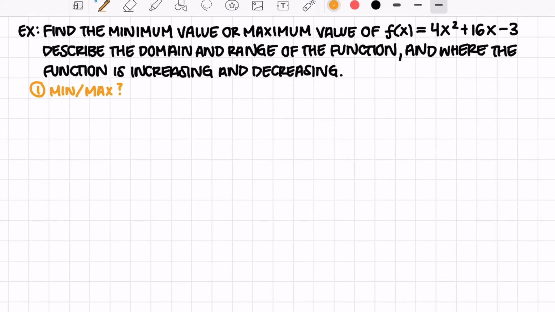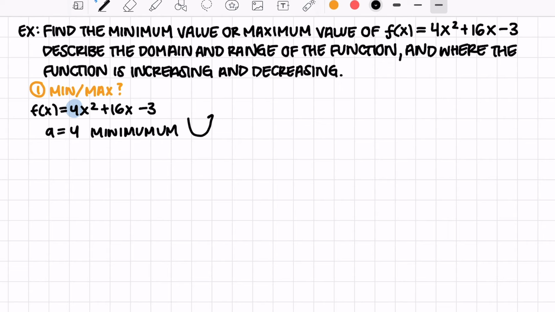All I need to do is look at my a value. So if I have f of x is equal to 4x squared plus 16x minus 3, automatically from using the ax squared plus bx plus c format, since this is my a value and a is a positive number, that means that we have a minimum value. Which also means that my image is going to be a happy face, because whenever you have a positive a, that means you draw like a happy face. If it was negative, you would draw like a sad face. Cool.